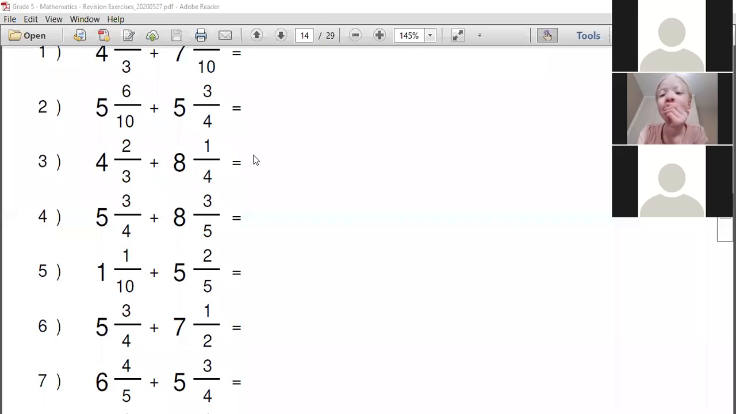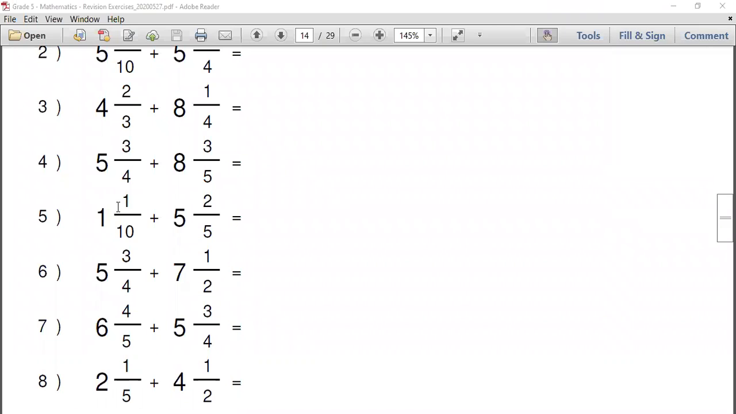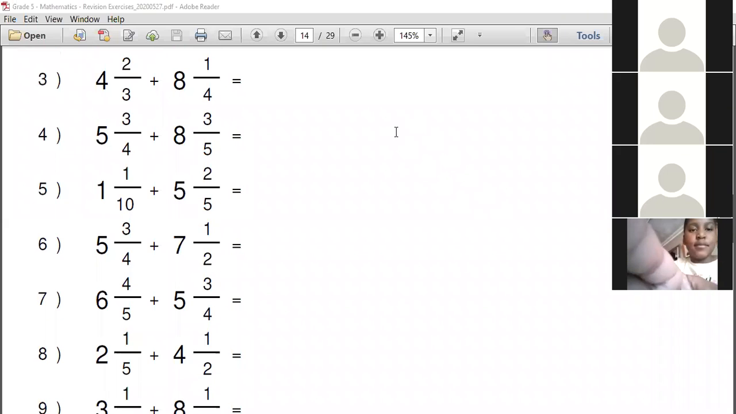Now, one of you, can you please help me to do, let's say, number 5? Okay, Oweto, you're going to help me to do number 5. Yes, ma'am. Okay, you can use the other method if you like. So it's 10 times 1 plus 1 is 11, over 10. Okay, so you are converting your mixed numbers to improper fractions, and then you're going to add.